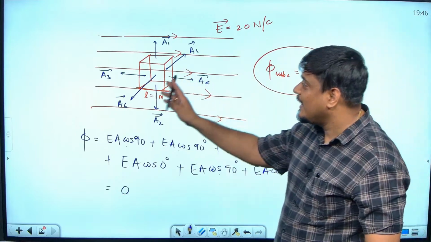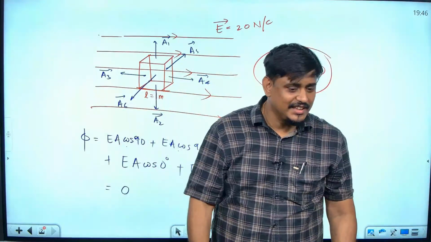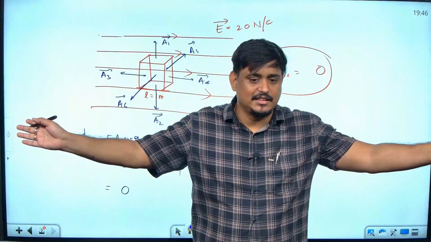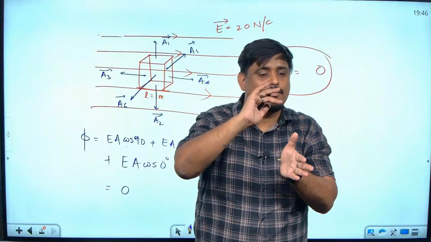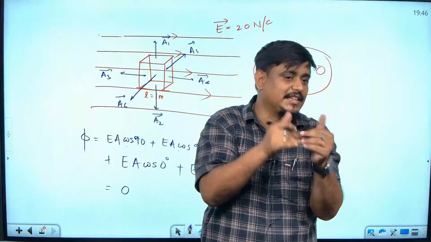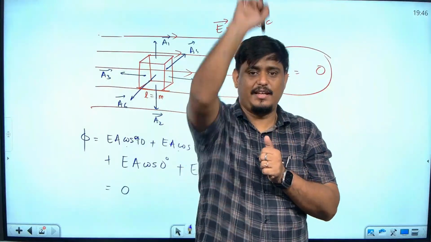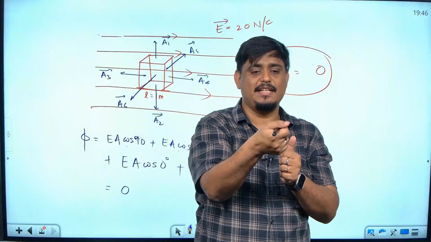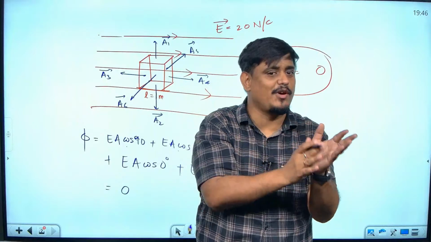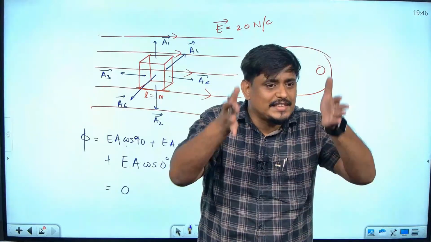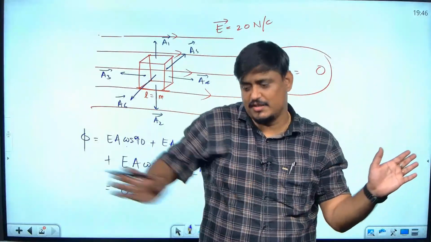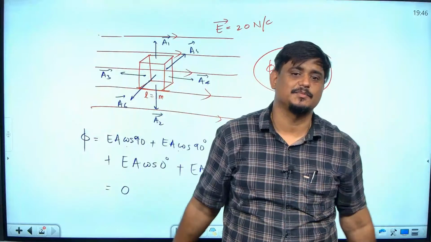Got it? Why the answer is 0? You thought A3 and A4 in same direction. They are opposite faces. They will have opposite direction, isn't it? Of the cube's 6 faces, the area vectors of 4 faces, A1, A2, A3, A4, are perpendicular to the electric field. So they are anyhow going to have 0 electric flux. 2 faces are only parallel or anti-parallel. So cos 0 in this direction, cos 180 is in this direction. They will also cancel each other.